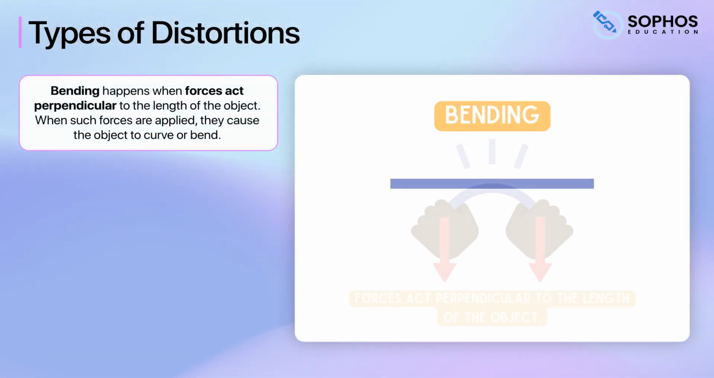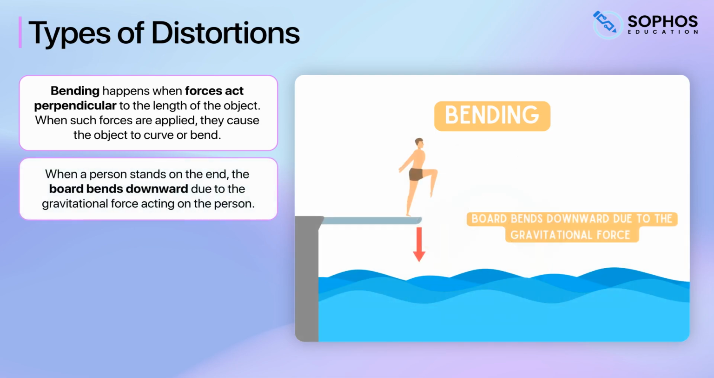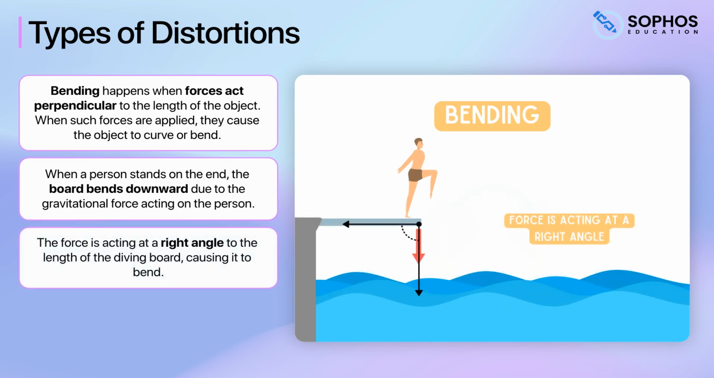Bending happens when forces act perpendicular to the length of the object. When such forces are applied, they cause the object to curve or bend. For example, consider a diving board. When a person stands on the end, the board bends downward due to the gravitational force acting on the person. Here, the force is acting at a right angle to the length of the diving board, causing it to bend.